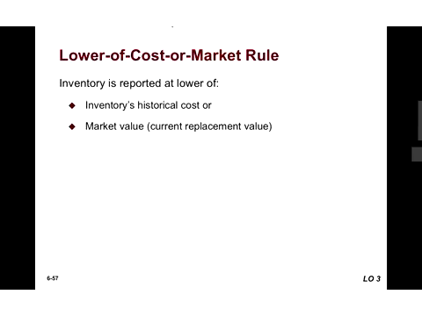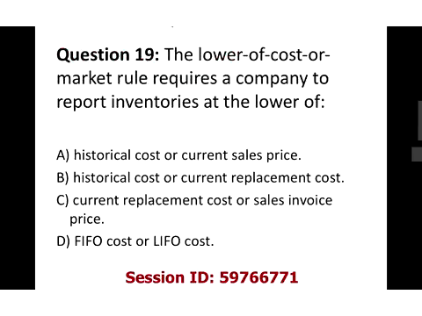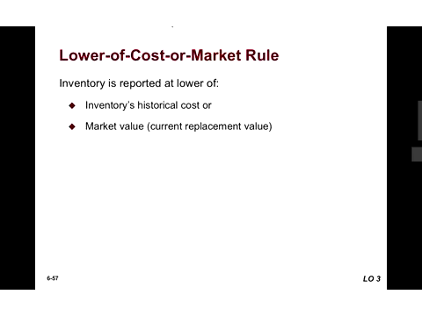Okay, I've sent out a question. I'm going to come back to this slide in just a minute, but the question that I just sent out: the lower of cost or market rule requires a company to report inventories at the lower of what? You can see those choices. I'm going to go back here, and this is what the question is referring to. Be very careful to read the words carefully. Don't just pick the first answer necessarily.